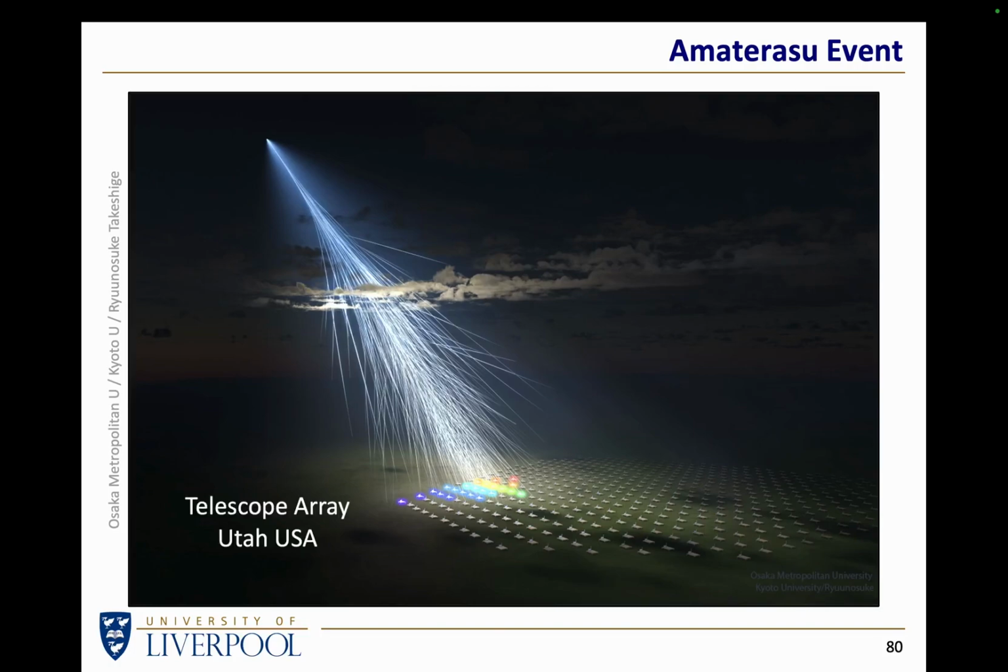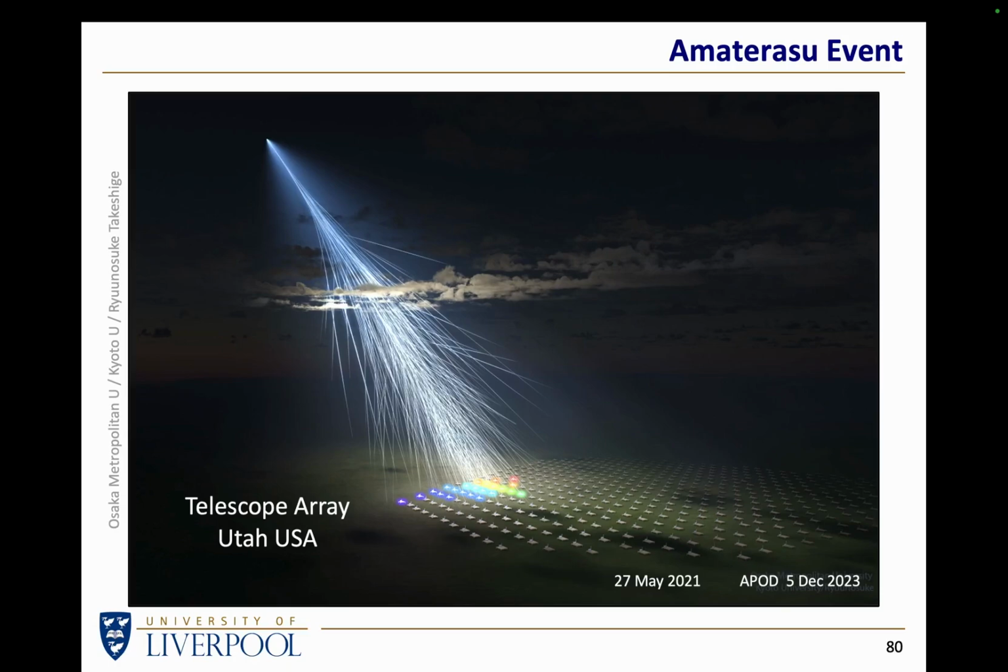For instance, back in the Astronomy Picture of the Day, December 2023, they published this data from the Telescope Array in Utah, where they saw a very energetic incoming particle called the Amaterasu, Japanese sun god. Roughly translated, it means shining from heaven.